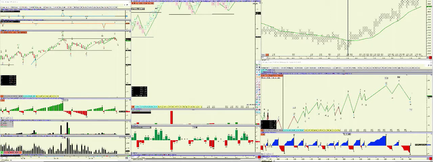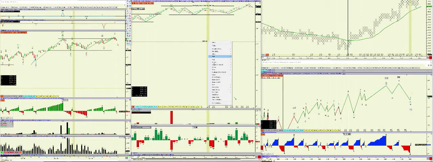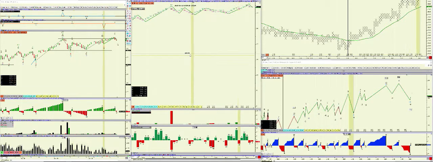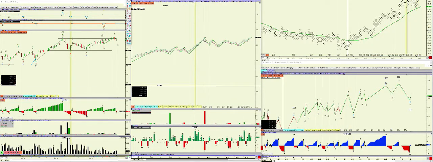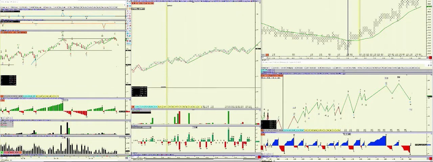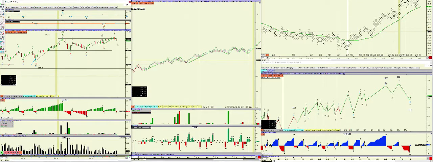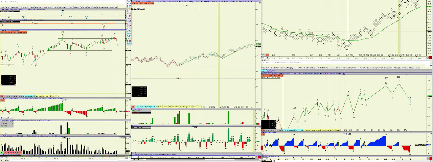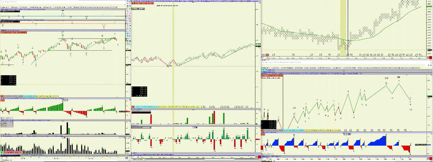Alright, so I wanted to go over basically just the market. Anyway, so we'll start off with the daily and go into what happened here on the daily.